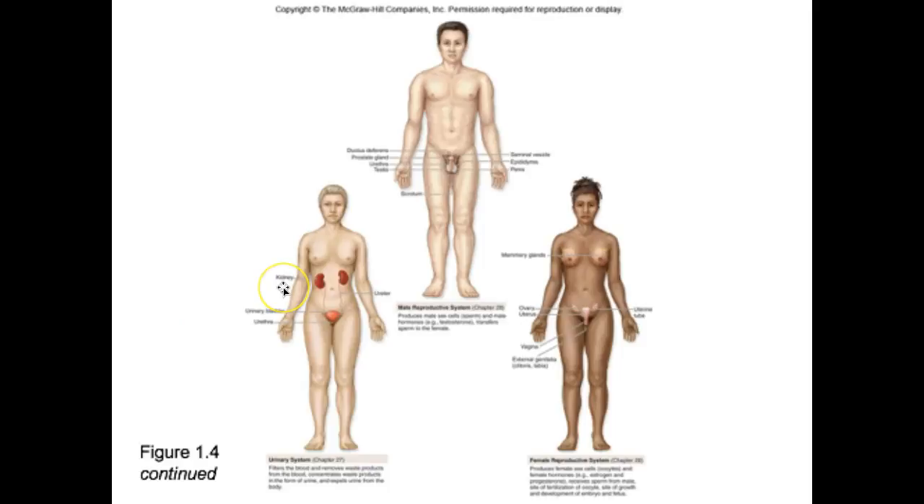Urinary system, also known as renal system. That's kidneys and ureters and the bladder. That's going to filter out the blood, get rid of drugs, get rid of toxins, get rid of excess solutes: sodium, potassium, chloride, things like that.